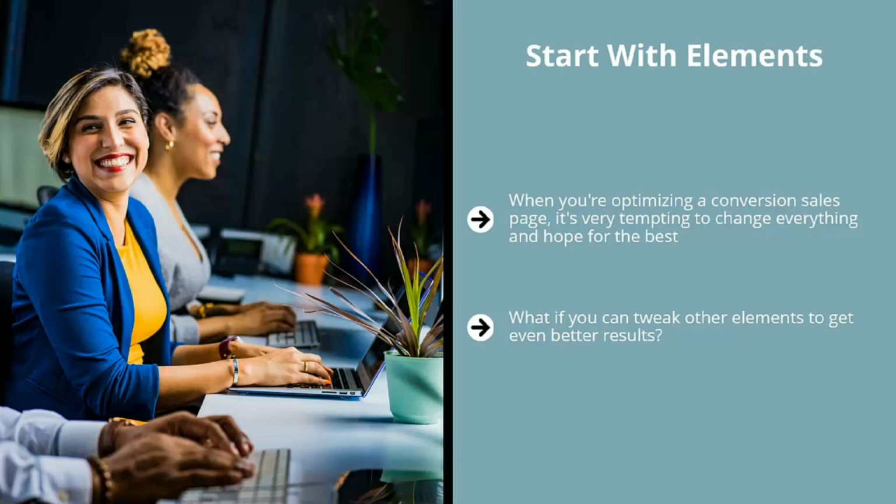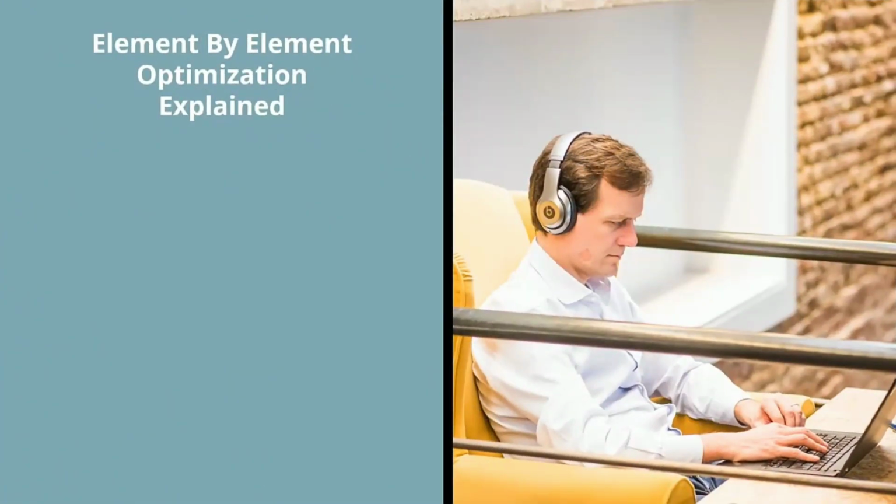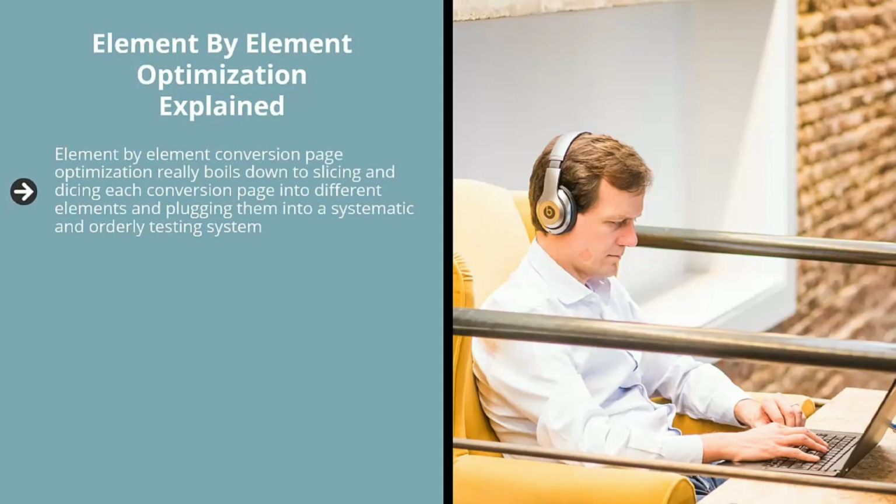Unfortunately, if you just changed everything, you're left in the dark as to which change actually accounted for the drastic improvement in your results. Element by element optimization explained. Element by element conversion page optimization really boils down to slicing and dicing each conversion page into different elements and plugging them into a systematic and orderly testing system.